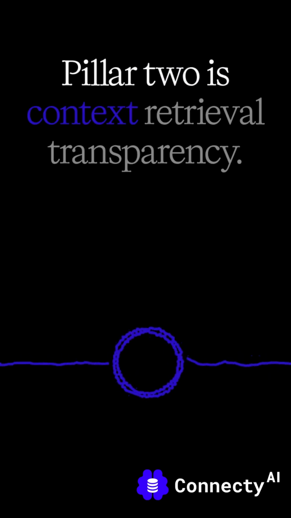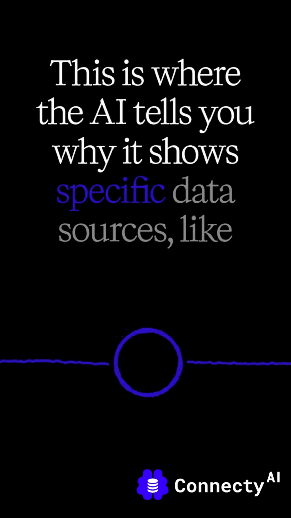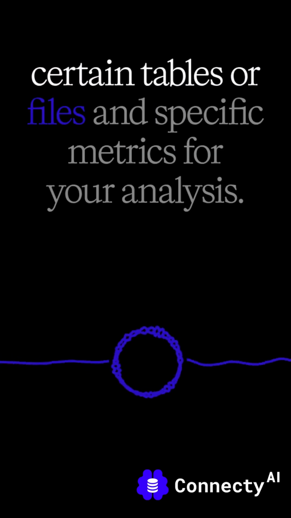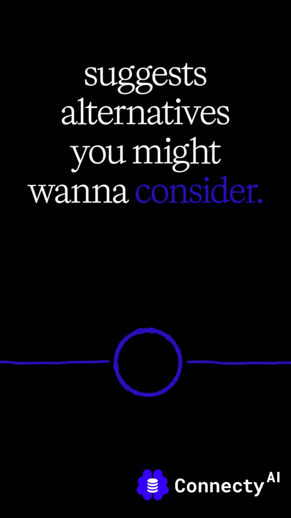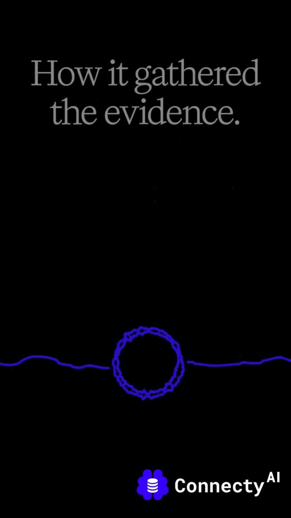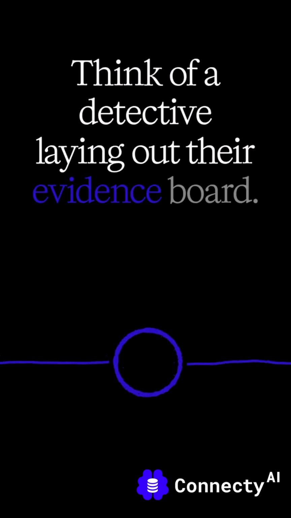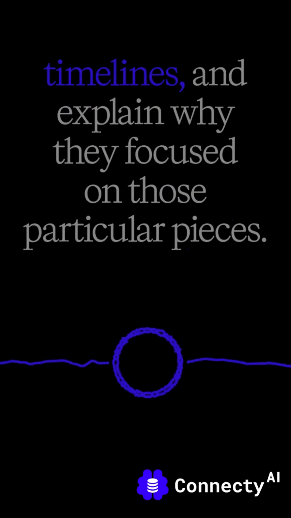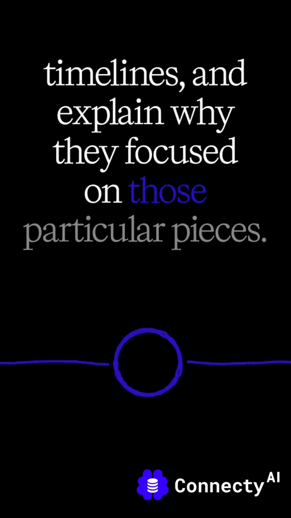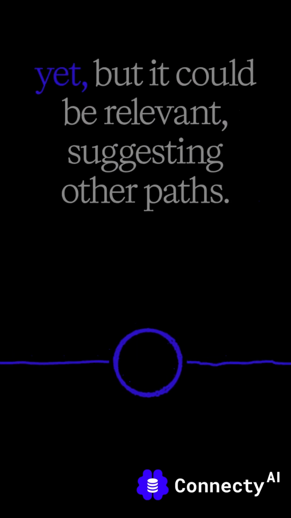Pillar 2 is context retrieval transparency. This is where the AI tells you why it chose specific data sources, like certain tables or files, and specific metrics for your analysis. Okay. And crucially, it doesn't just say what it used, it proactively suggests alternatives you might want to consider. So it's like showing its work, how it gathered the evidence. Analogy time. Think of a detective laying out their evidence board. They show you the clues they gathered, the specific witness statements, forensic reports, timelines, and explain why they focused on those particular pieces. Right. And maybe they'd also point out, we didn't pursue this lead yet, but it could be relevant, suggesting other paths.